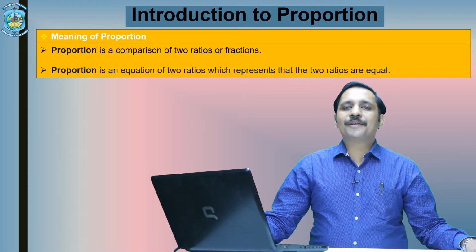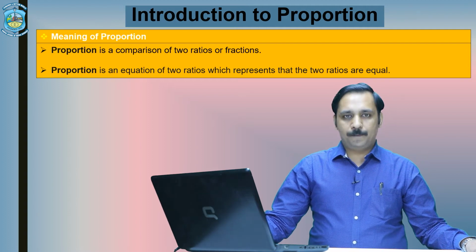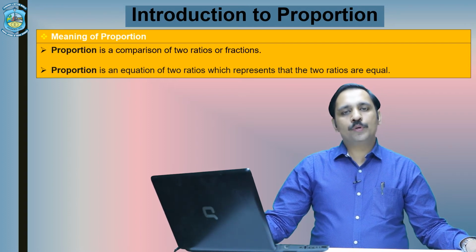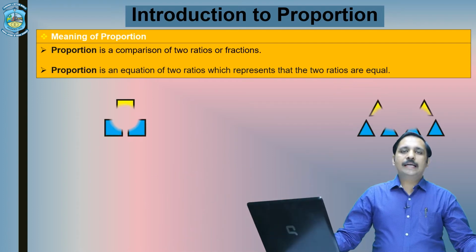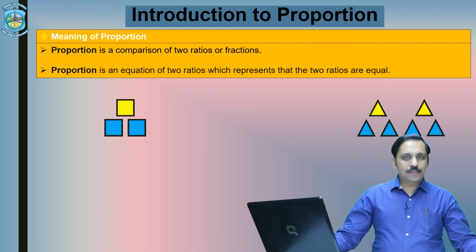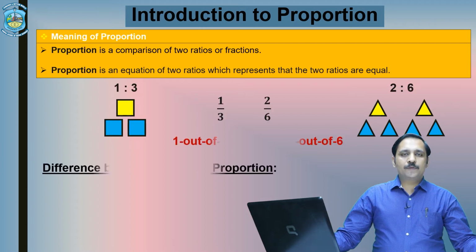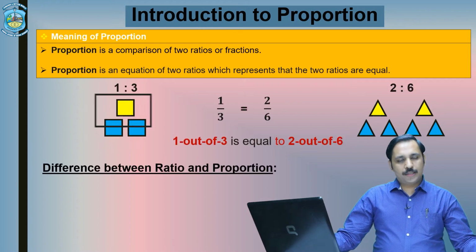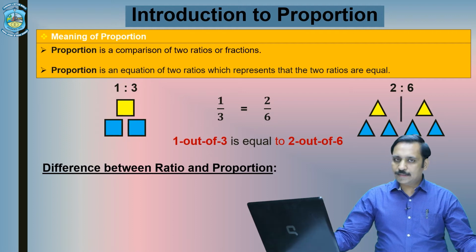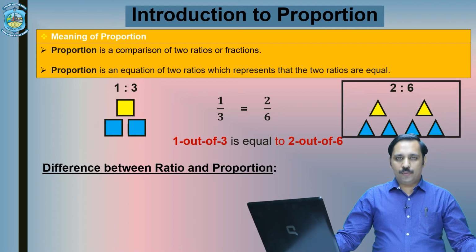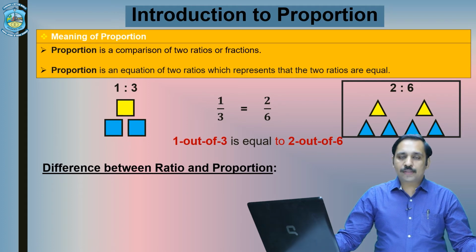Proportion is actually a comparison of two ratios or two fractions. Proportion is an equation of two ratios in which we represent the ratios that are equal. For example, here we have on one side 3 boxes, on the other side we have some triangles. We have 6 triangles. Now here in terms of boxes, 2 boxes are of blue color and 1 box is of yellow color. That means my ratio of yellow color box to all the boxes is 1:3. On the other side we have 2 triangles of yellow color as compared to 6 triangles total. That means the ratio is 2:6.